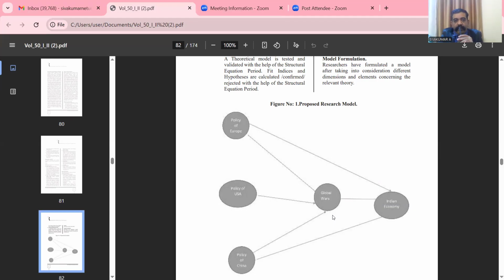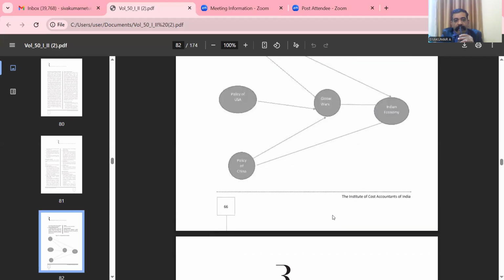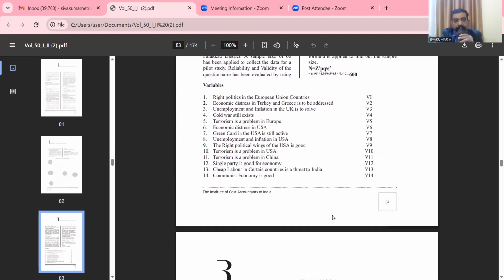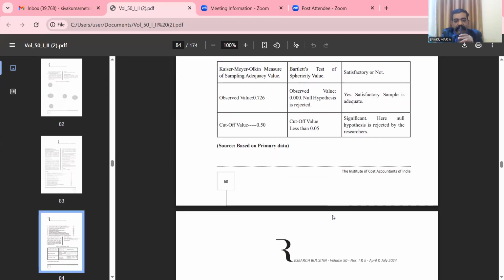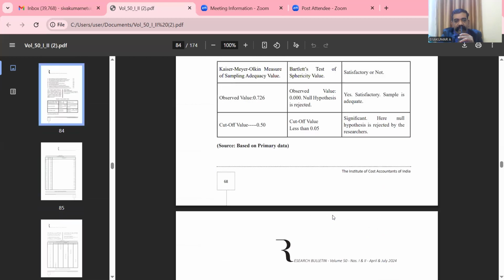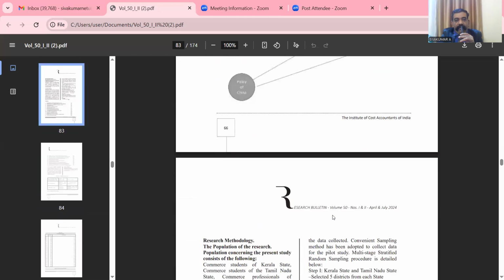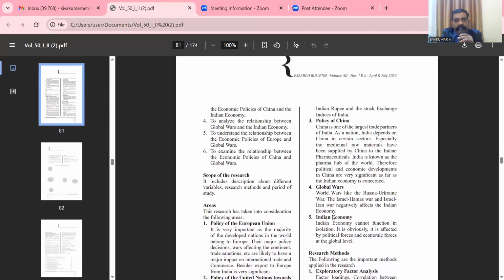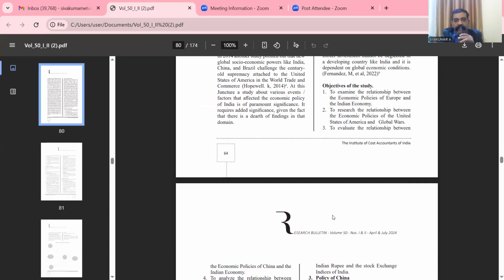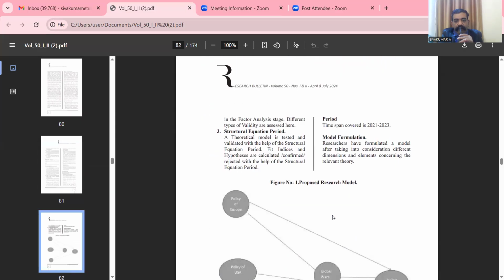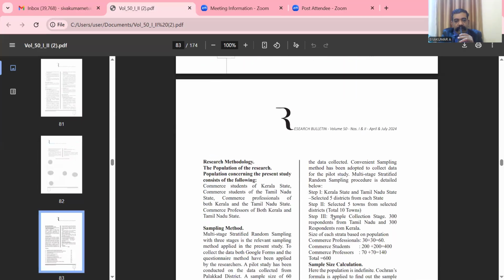Okay, now you have to write the hypotheses. You have to write the hypotheses based on the theory. If you have not written the hypotheses, you cannot do structural equation modeling. Then there is no significance in doing structural equation modeling. Hypothesis formulation is essential. Please wait.